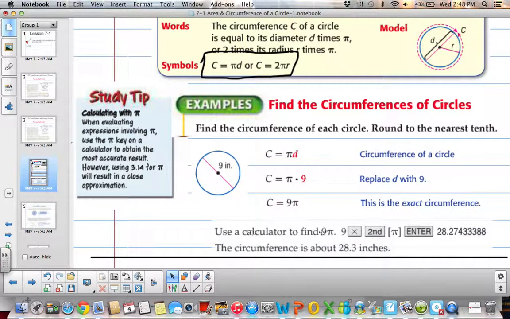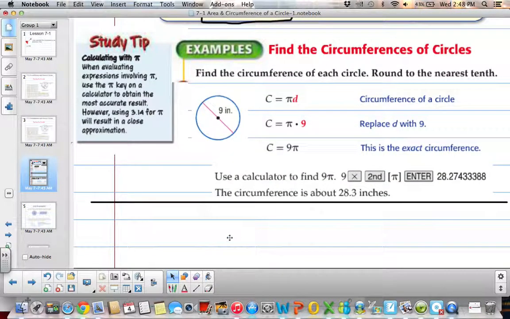We can put in 9 times pi into our calculator, and we would get 28.274333388. So then we would round to 28.3 inches. If you put in 9 times 3.14, which we can also use as pi, you would get a little bit different of an answer. But you can also use that. If you have pi on your calculator, you should just use pi, but you can use 3.14.